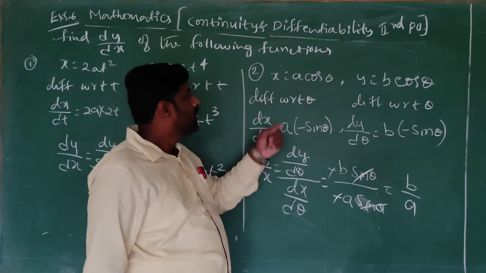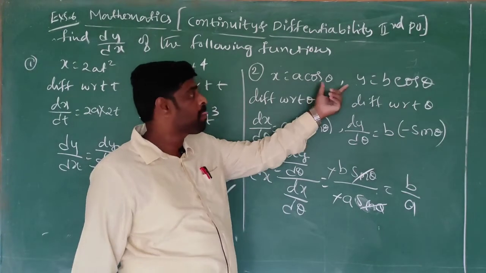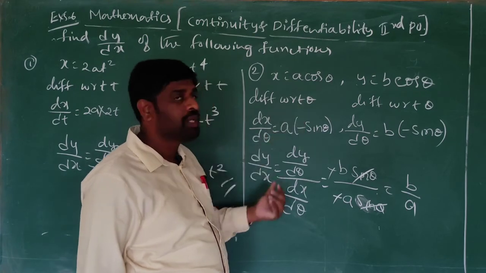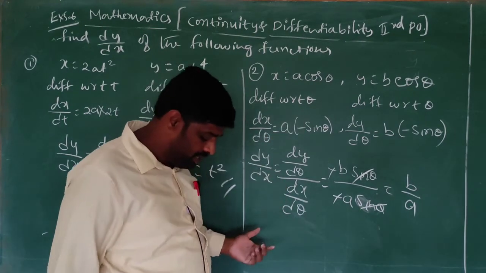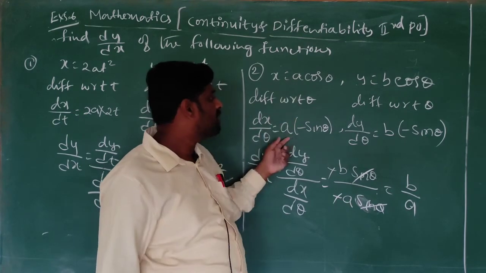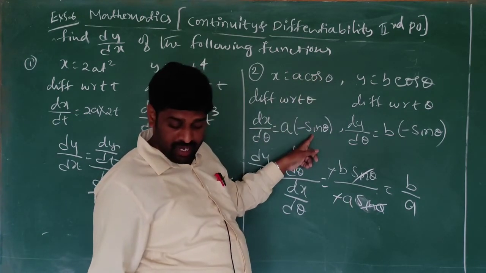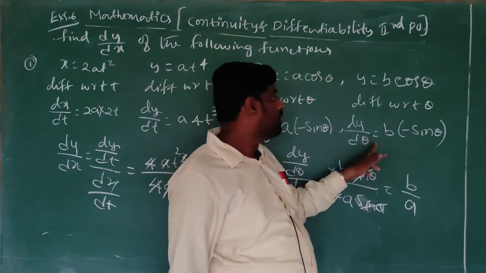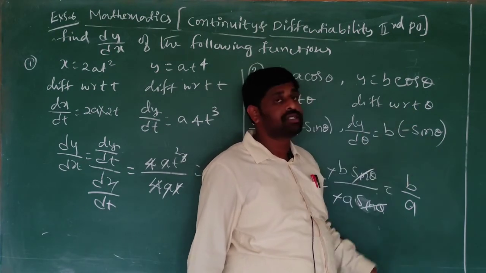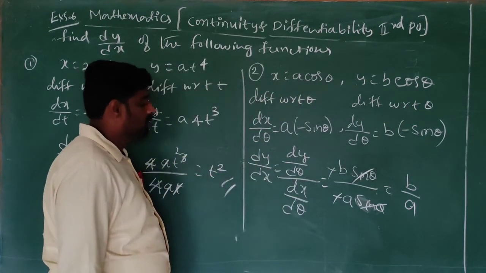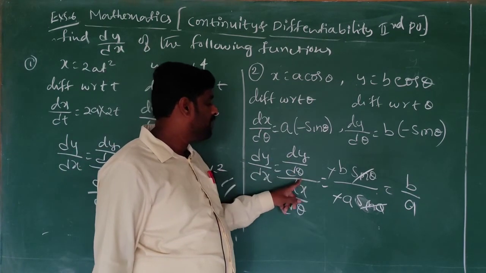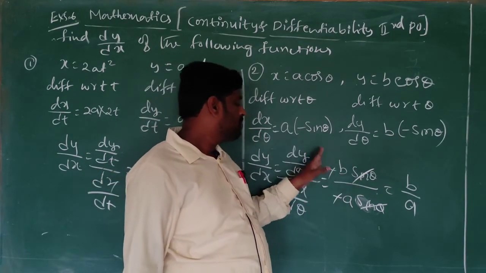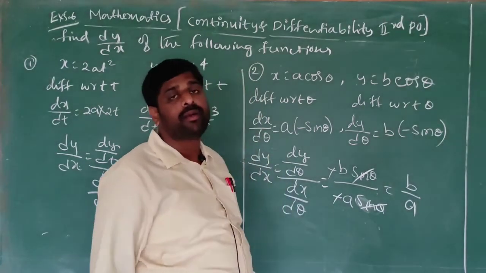Observe once again. x is equal to a cos theta, y is equal to b cos theta. Differentiate with respect to theta. So dx by d theta is equal to a as it is, cos theta differentiation is minus sin theta. y differentiation is dy by d theta: b as it is, cos theta differentiation is minus sin theta. So dy by dx is equal to dy by d theta divided by dx by d theta. Substitute the dy by d theta value and the dx by d theta value, and you will get the answer b by a.